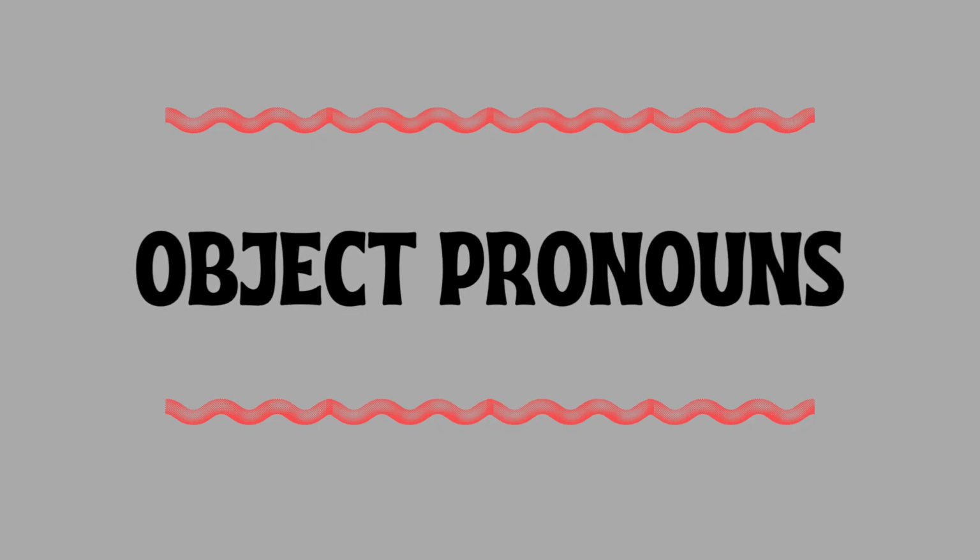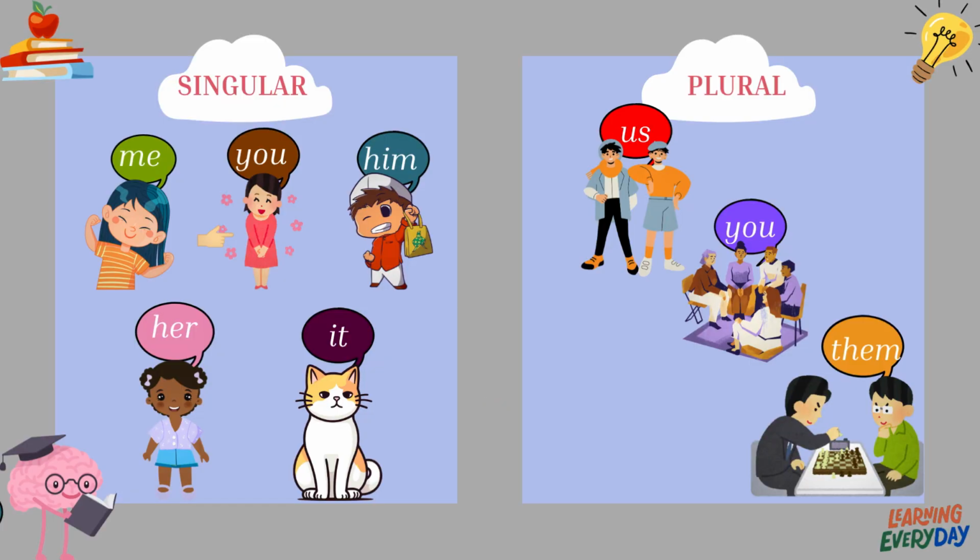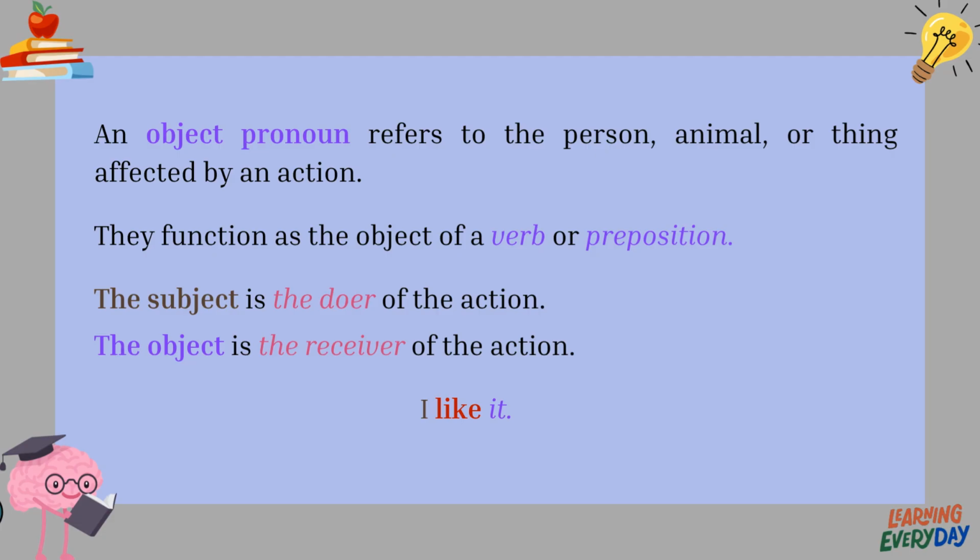Object pronouns. Singular: me, you, him, her, it. Plural: us, you, them. An object pronoun refers to the person, animal, or thing affected by an action. They function as the object of a verb or preposition. Consequently, they typically follow the verb or preposition in a sentence.